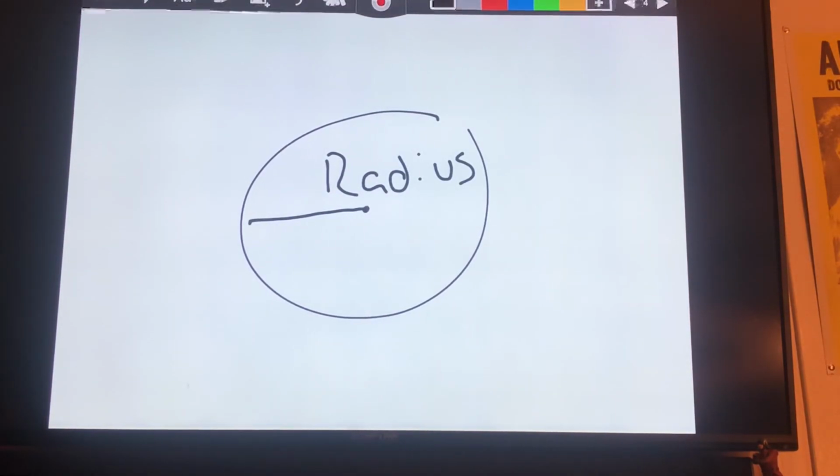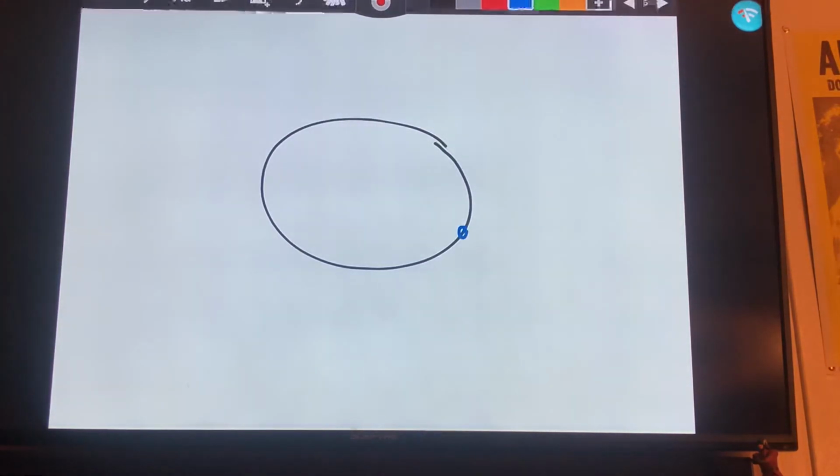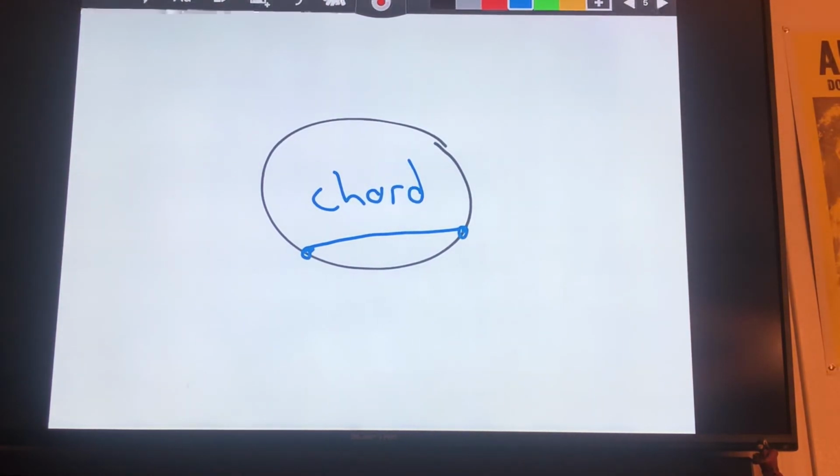Okay, now let's look at a chord. A chord goes across a circle, but it doesn't go halfway through it. So if you have 2 points here, this would be a chord. Alright, diameter, if you will. Diameter does what? It cuts it in half.